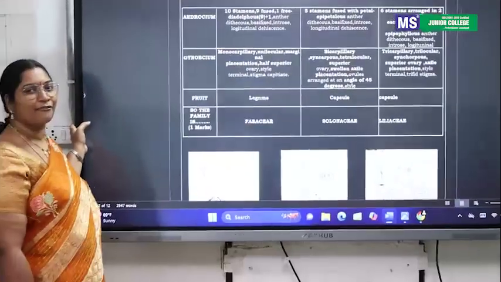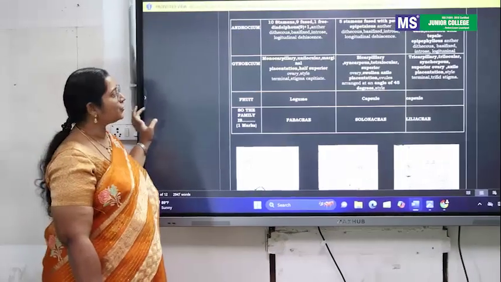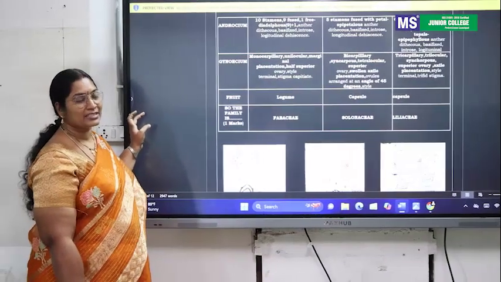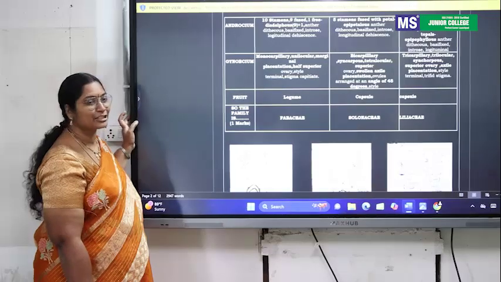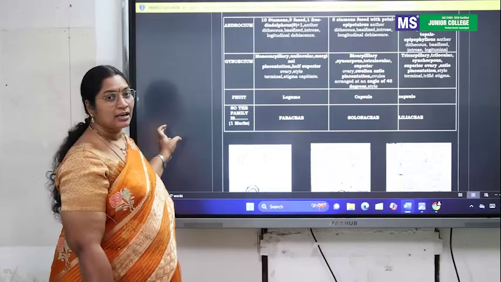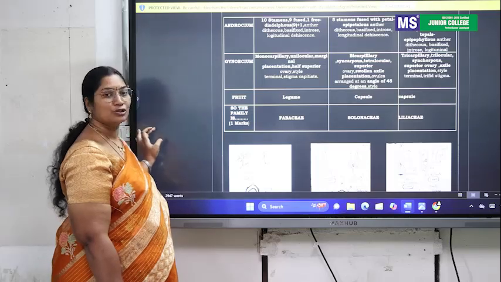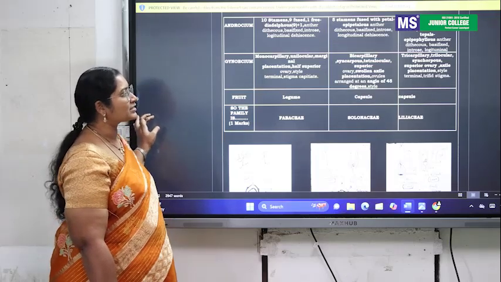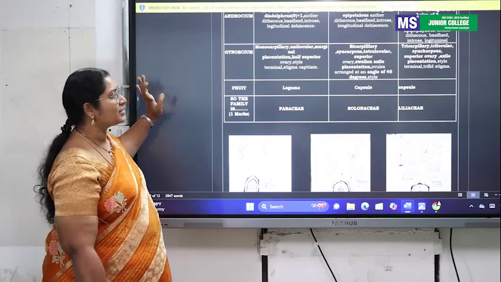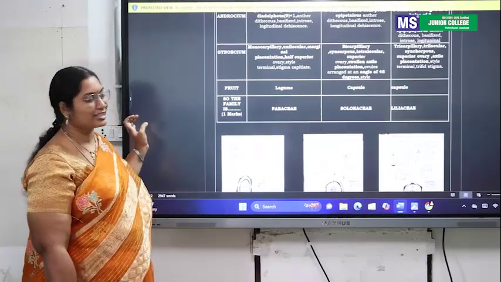And gynoecium in Fabaceae, only a single carpel is present. So monocarpellary, unilocular with marginal placentation, ovary is half superior, style terminal, stigma capitate. And if you are observing Solanaceae, 2 carpels are there, so it is bicarpellary, tetralocular, superior ovary, axile placentation, and ovules are arranged at an angle of 45 degrees, style terminal, stigma capitate. This is the common point between all the 3 families.